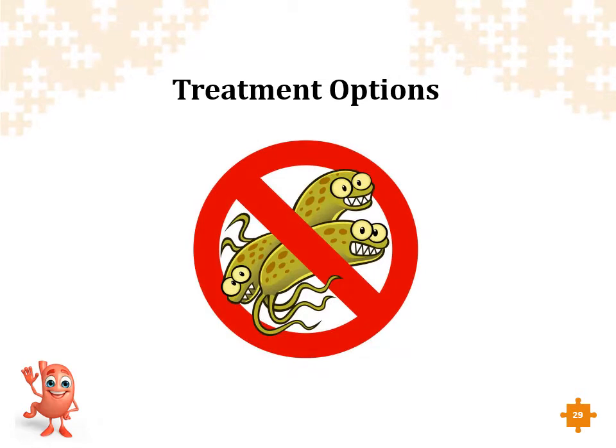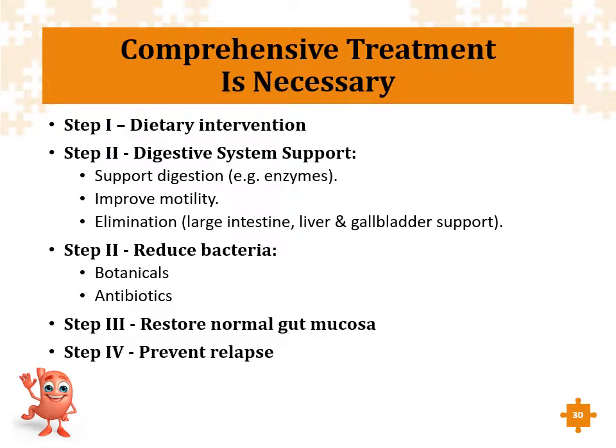There are a number of treatment options to be considered for SIBO. Dietary intervention is absolutely critical, so we'll go through dietary intervention in depth in this course. As I mentioned before, we have to support digestion. It's not just about reducing bacterial load. We have to support digestion, we have to improve motility, and we have to work on elimination. We have to work on large intestine health and liver and gallbladder support as well. That's all part of the process.